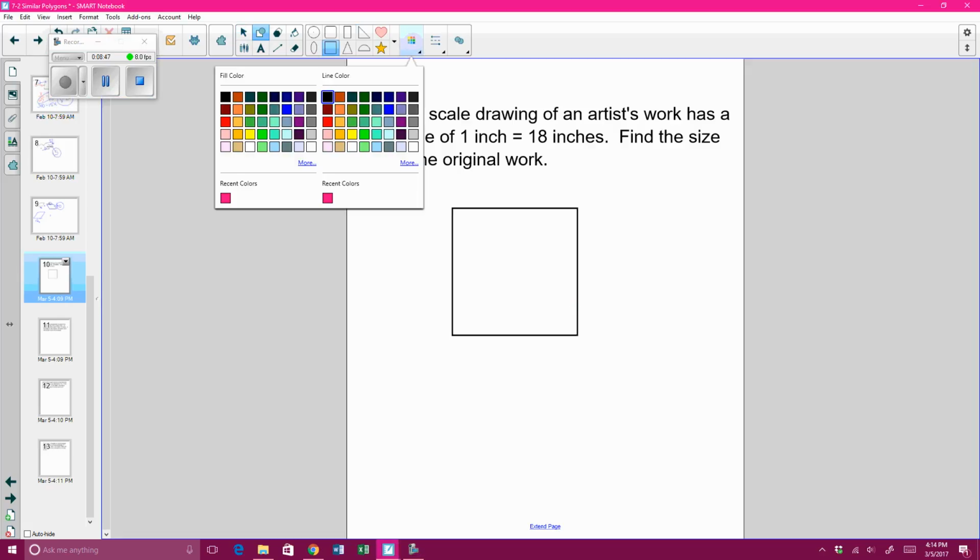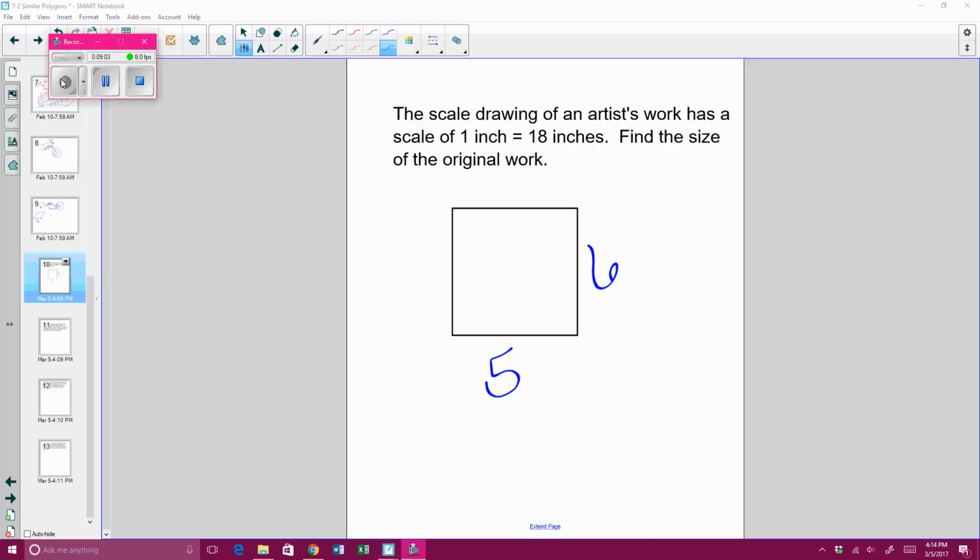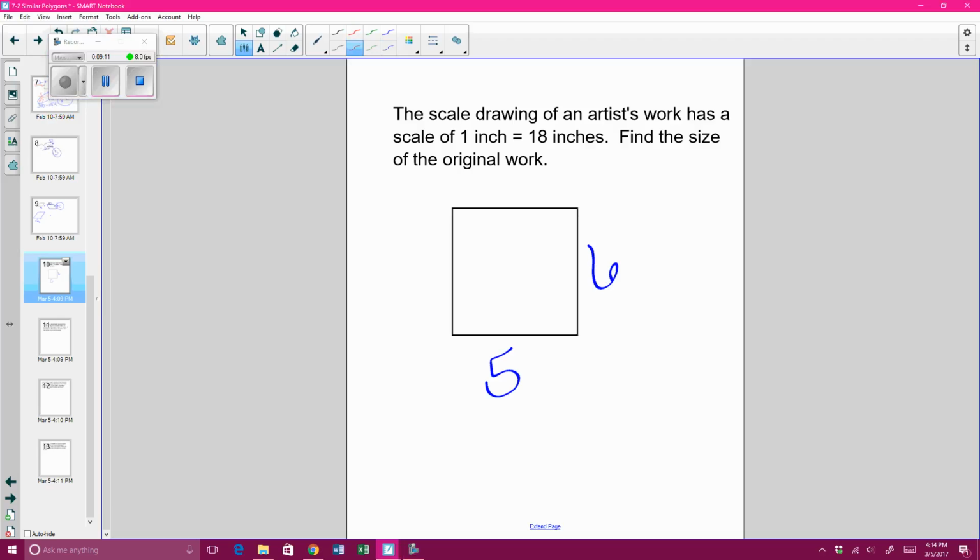So if the original diagram has a rectangle on it, and this rectangle, I believe, is 5 by 6, we want to find the drawing of the original work. So in this one, we don't actually even need a proportion. You could just multiply. So for every 1 inch in the drawing, it's 18 inches in real life. So it's 5 inches in the drawing. You just multiply each of these by 18. And so the original painting must be 5 times 18, which is 90. And the original height of the drawing must be 6 times 18, which is 108.